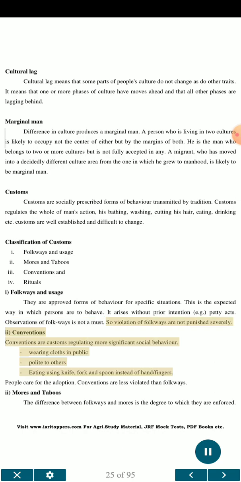Conventions are customs regulating more significant social behavior, e.g., wearing clothes in public, being polite to others, eating using knife, fork and spoon instead of hands and fingers. People care for their adoption. Conventions are less violated than folkways. Mores and taboos: the difference between folkways and mores is the degree to which they are enforced.